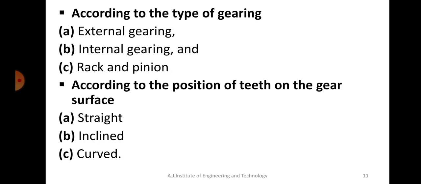And the third one is called rack and pinion, which we have already seen in the previous class, isn't it? One will be called the pinion, which is circular, and the linear one is called the rack. The meshing of that is another type of gearing, called rack and pinion. Then according to the position of the teeth on the gear, we have straight, inclined, and curved. That is depending on the position of the teeth. You can have straight teeth, inclined teeth, and curved teeth.